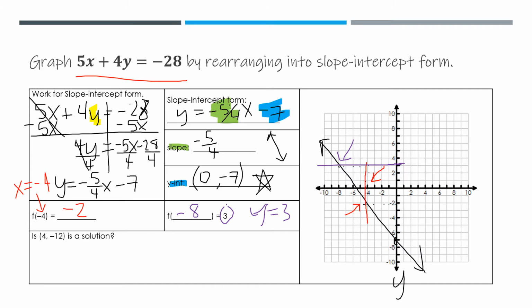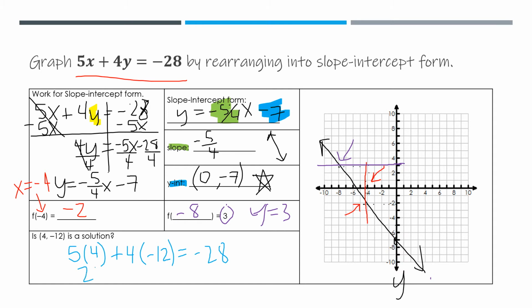Okay, so the last question is, is 4, -12 a solution? If I look at my graph, it's somewhere over here, it looks like it could be a solution, but to check, I need to actually plug those values into my function. So I need to do 5 times 4, since x is 4, plus 4 times -12, since y is -12, and check to see, is that equal to -28?